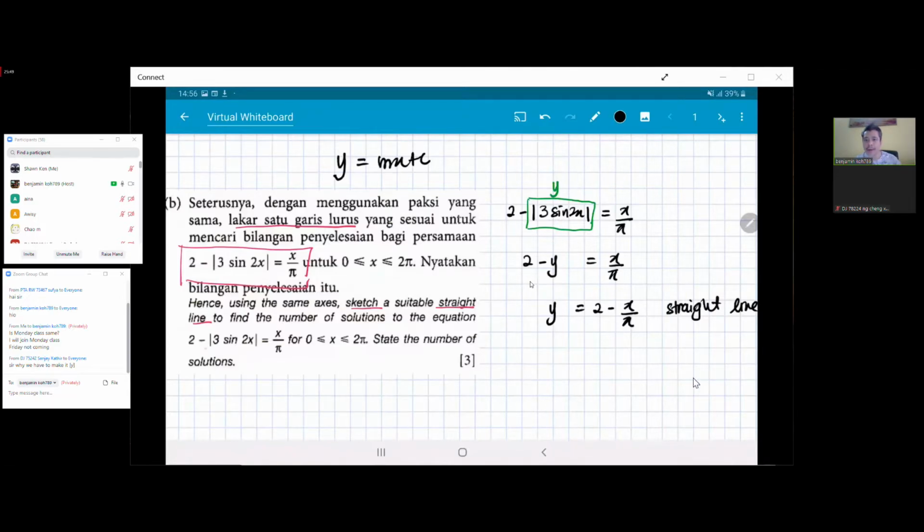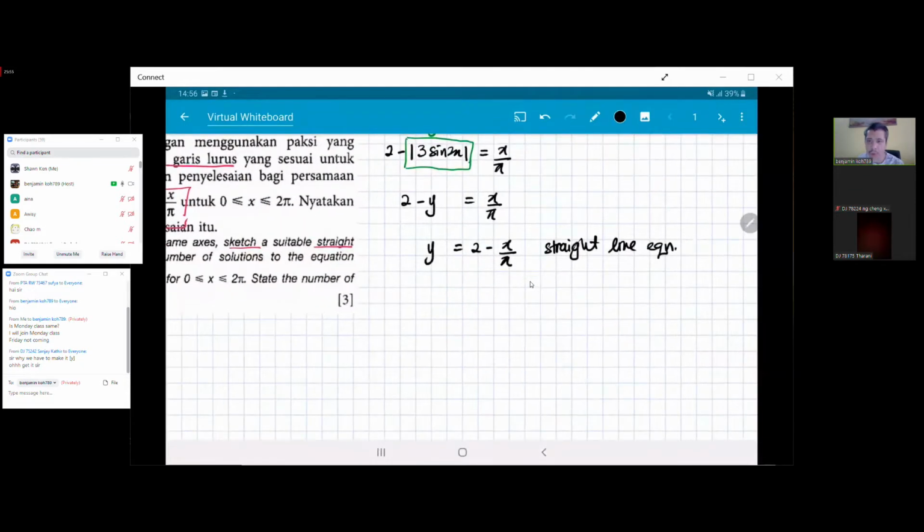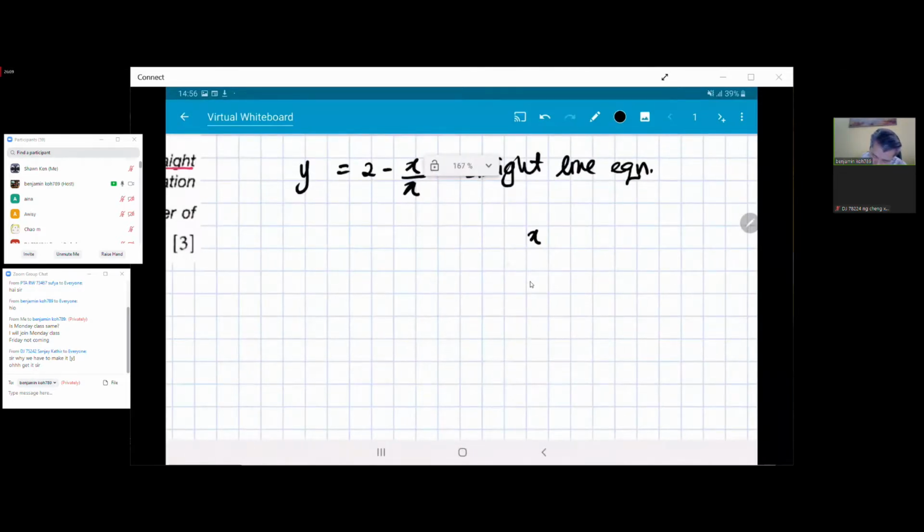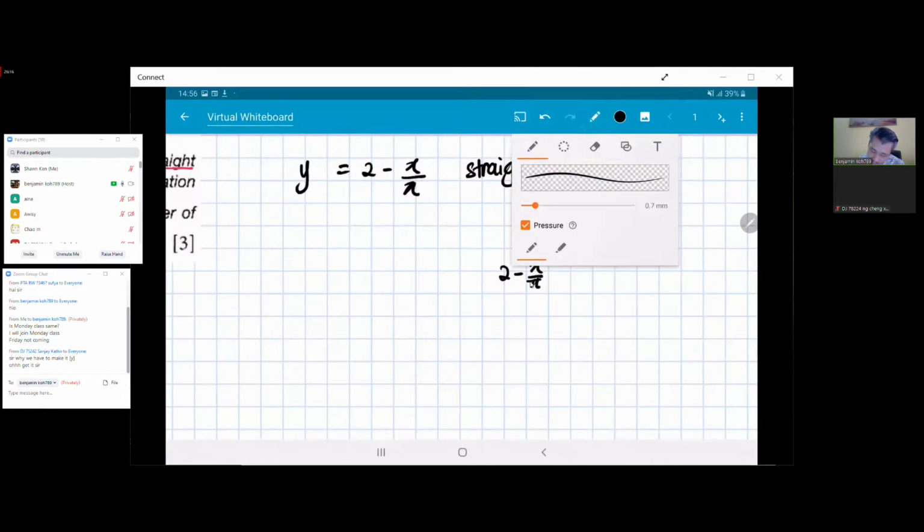Okay, so now once I have this, I have to draw a straight line. To make it easy for you to draw a straight line, the simplest thing I'll tell you is build a simple table. So I'm going to build a table, meaning I take x, and maybe here I'm going to write 2 minus x over pi. So basically one row is x and the bottom one is y, and I'm going to pick points from the graph, okay?